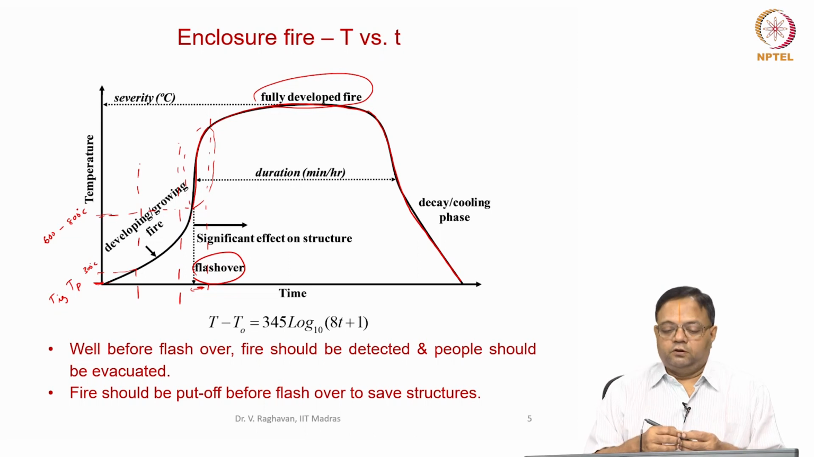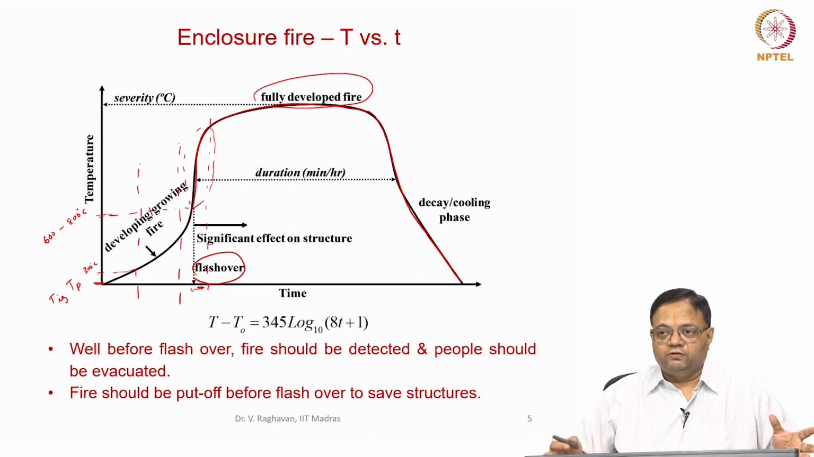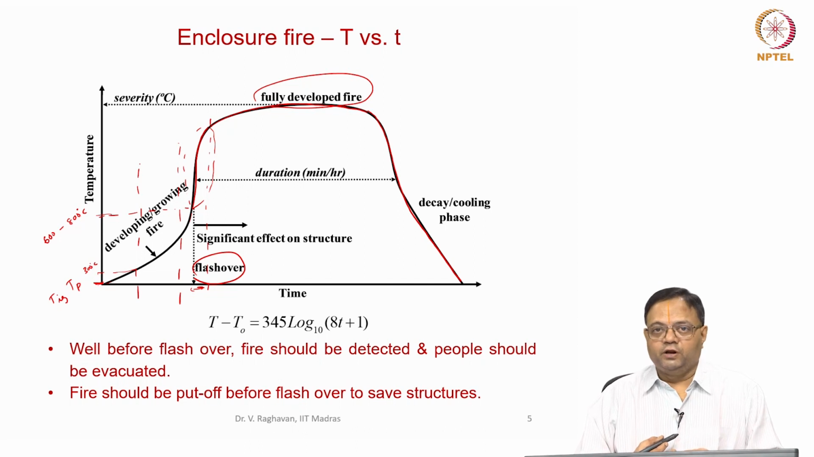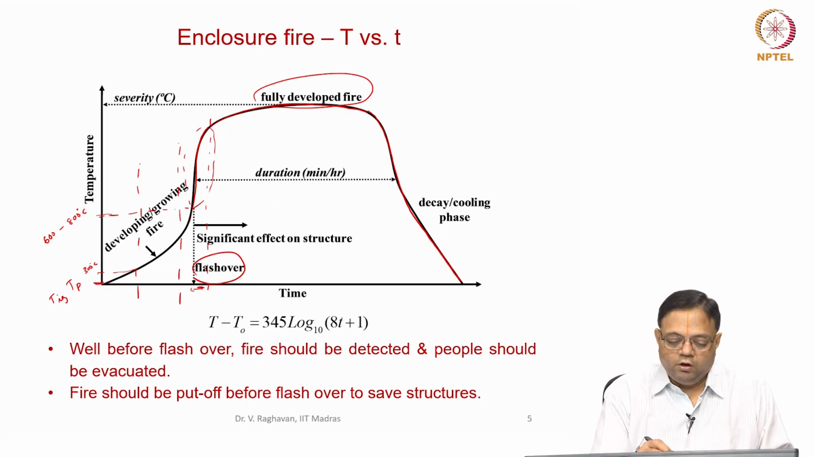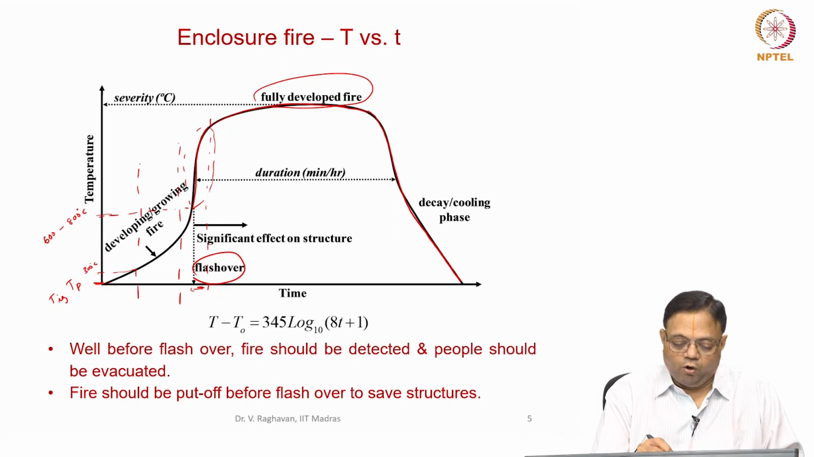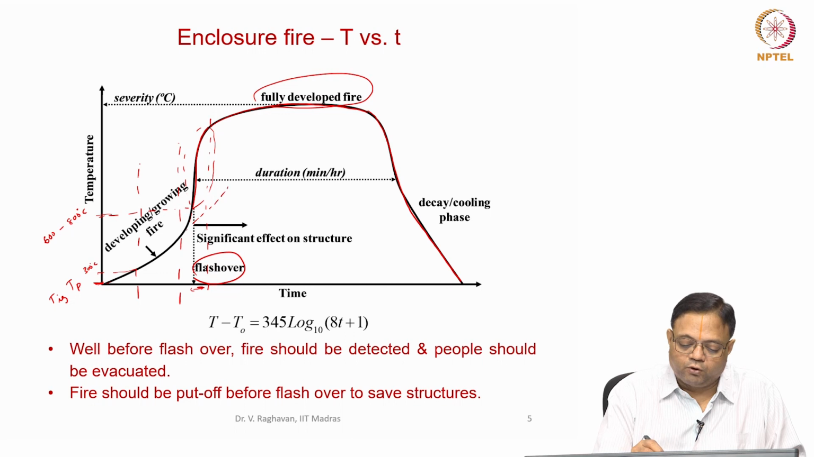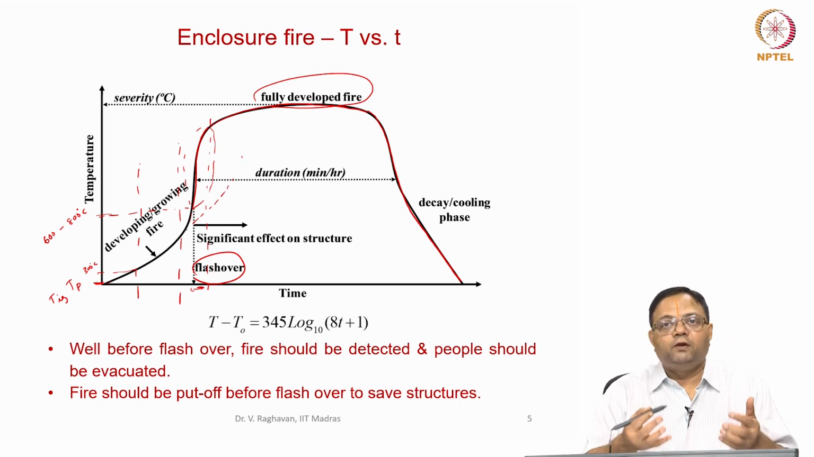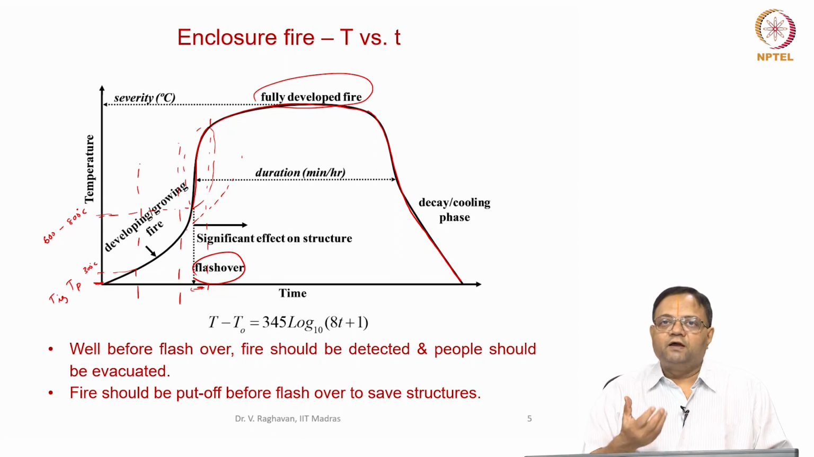Or at least if sprinklers etc. work, they will cool the surfaces of the burning materials such that the fire will not grow. It may not be fully extinguished, but it may not grow, and flashover can be shifted to the right. If you have sprinklers, it may grow like this, and a flashover can occur only after a particular time. So, you need more time for saving the people as well as structures.